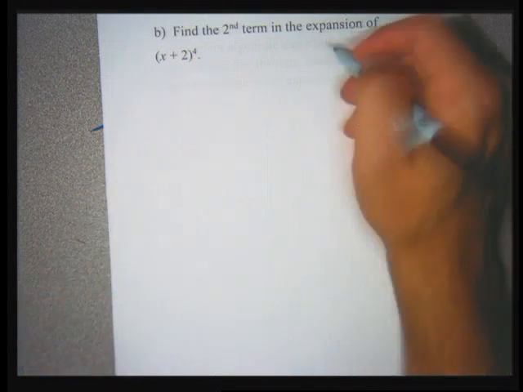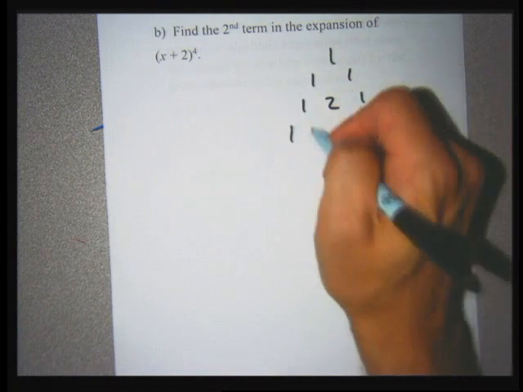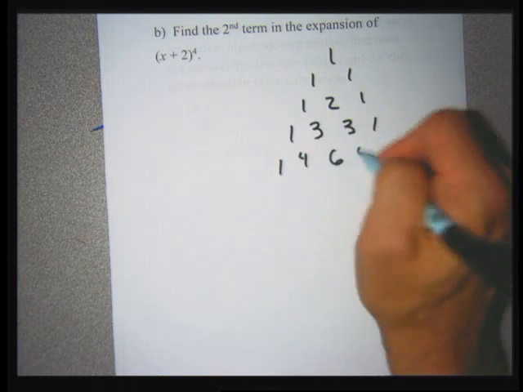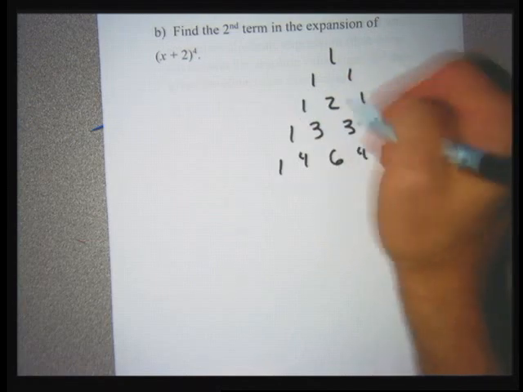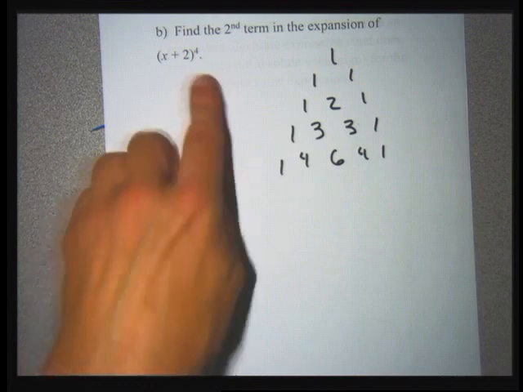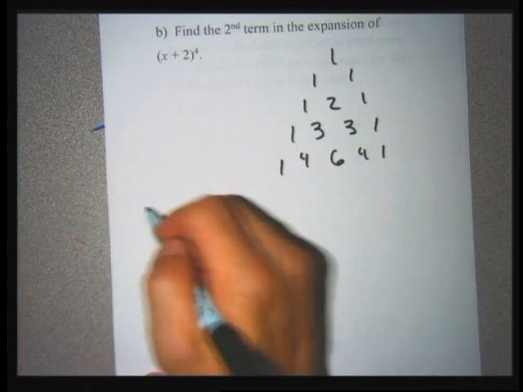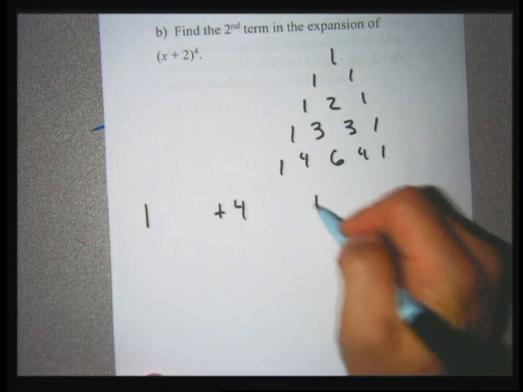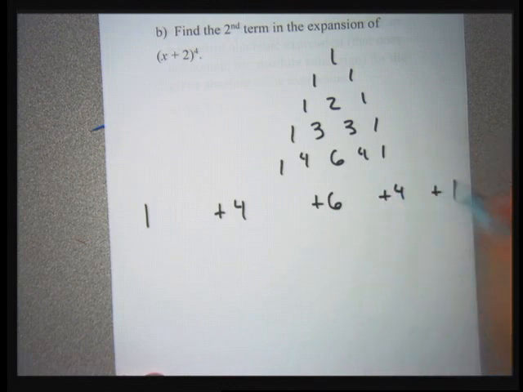Pascal's triangle down. So 1, 1, 1, 1, 2, 1, 1, 3, 3, 1, 1, 4, 6, 4, 1. Just kind of adding: 1 and 1 is 2, 1 and 2 is 3, 1 and 2 is 3, leaving the 1s on the outside. I stopped when I got to the 4 because this is a fourth power. So my terms are going to have a 1, and then a 4, and then a 6, and then a 4, and then a 1.